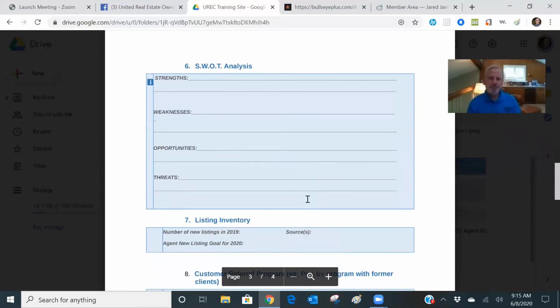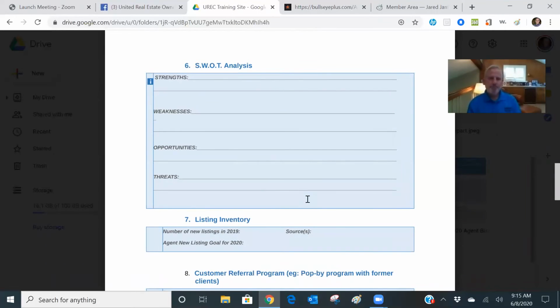And the SWOT analysis, not sure if many of you have heard about this: strengths, weaknesses, opportunities, and threats. What are your strengths? Always put that down. That way you can help focus on those things. And then your weaknesses, where can I improve? Or if I'm weak in one area, how can I delegate that to somebody who's better than I am in that?